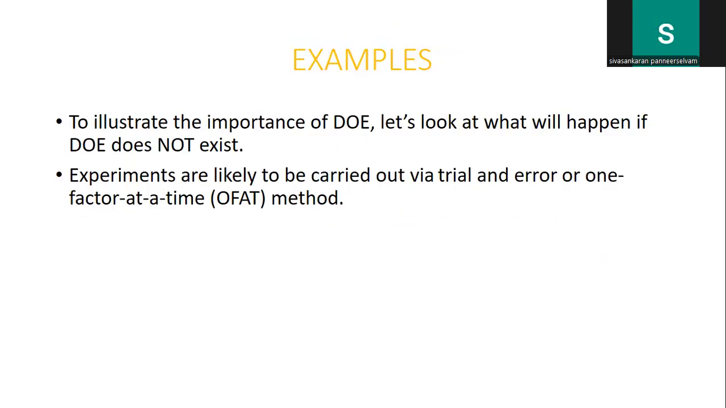Let us take a simple example. So far we have seen the basic theoretical importance. Now we will go with some basic examples. Imagine a situation that DOE does not exist. How are you going to statistically infer your data? What classical methods were used earlier, in olden days? The trial and error method and the one factor at a time method.